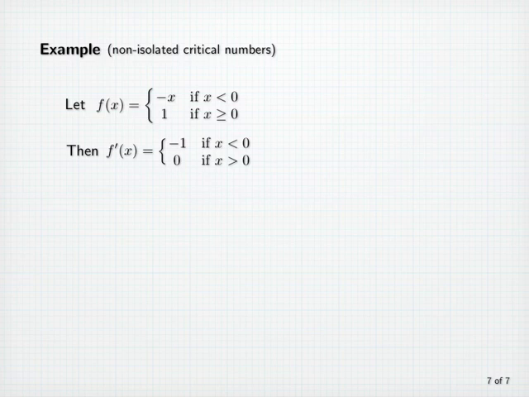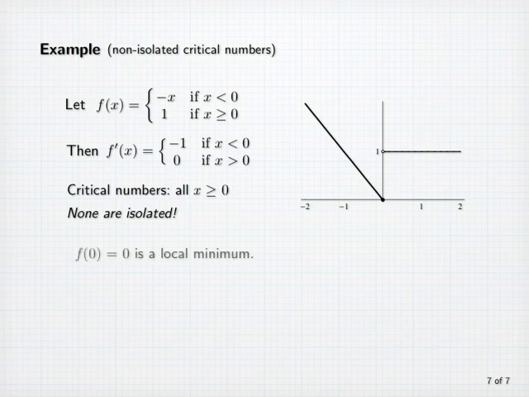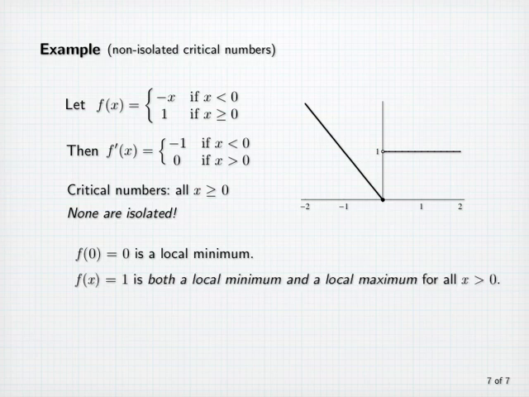So we conclude that the critical numbers of f consist of all x greater than or equal to 0. None of these are isolated because given any one of them, every open interval surrounding it must contain another one. Now let's have a look at the graph of this function to make sense of what's happening at these critical numbers. The graph makes it clear that f of 0, which is 0, is a local minimum, and for every x greater than 0, the value there, which is 1, is both a local minimum and a local maximum.